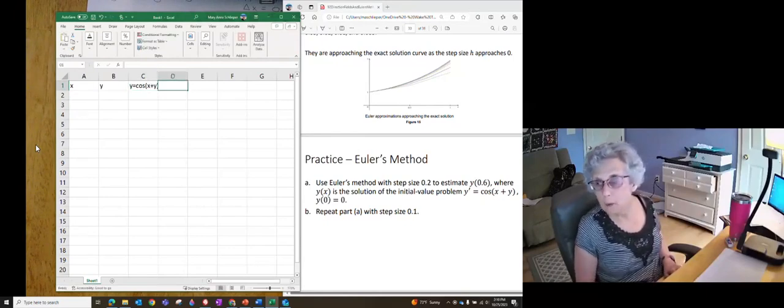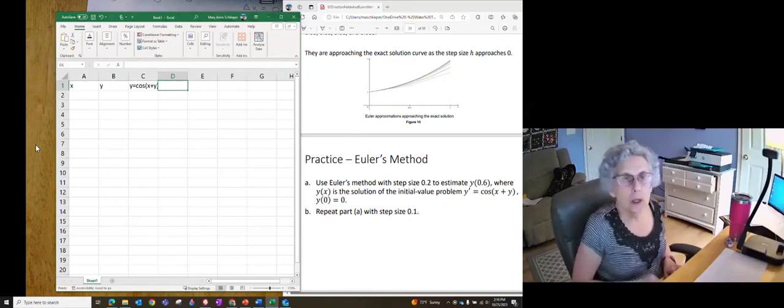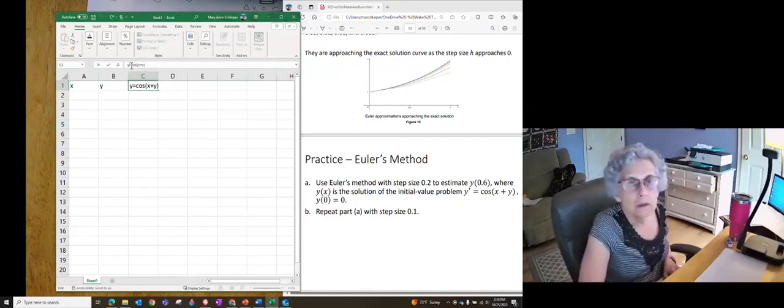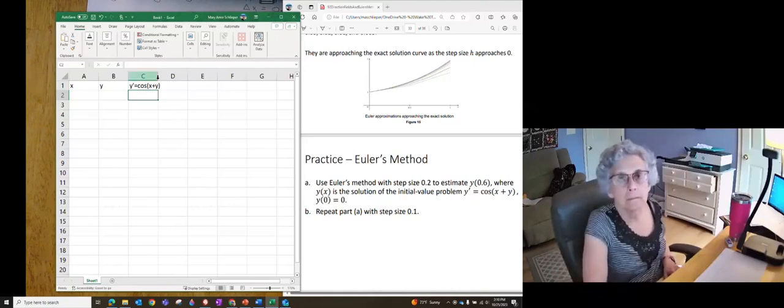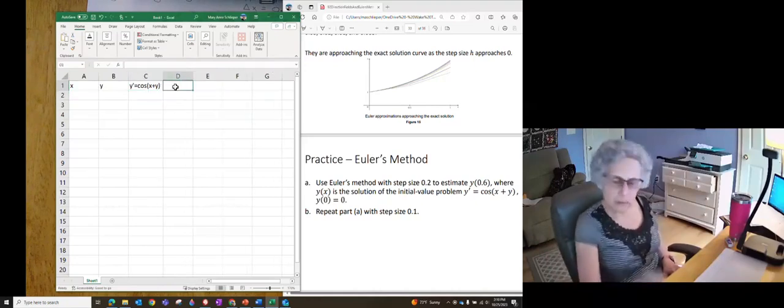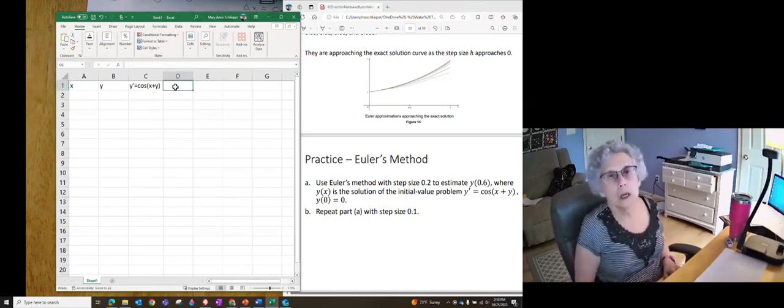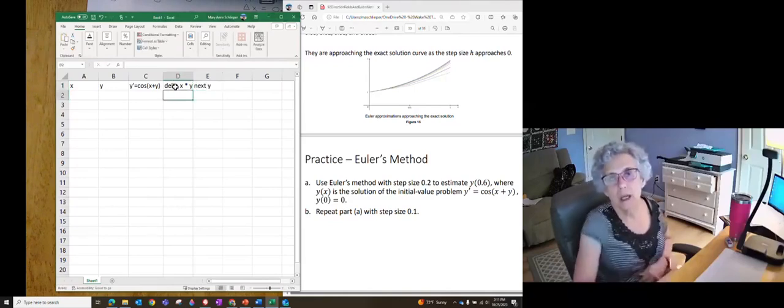plus Y. I'll make one for Y primed, and that should be Y primed. Y primed is equal to that. Make that column wider because I want to be able to see the whole thing. Delta X or H or whatever you want to name your step size. So delta X times Y primed. And then old Y plus delta X times Y primed, which is new Y.